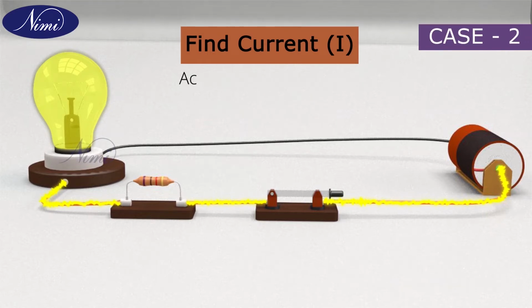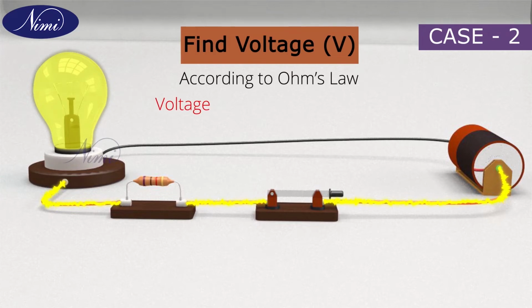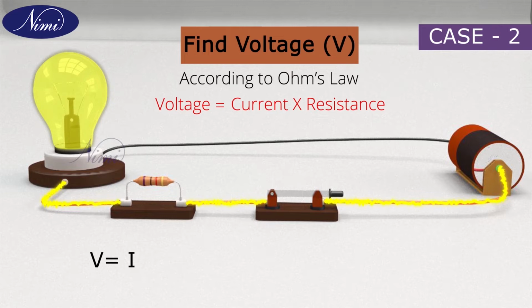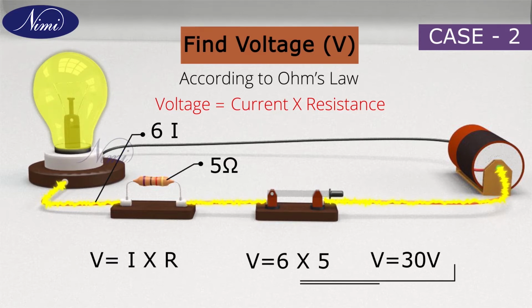In case 2, to find the value of voltage, according to Ohm's law, voltage is current into resistance, that is V is equal to I into R. By substituting the values of current and resistance in the formula, we obtain voltage as 30 volts.